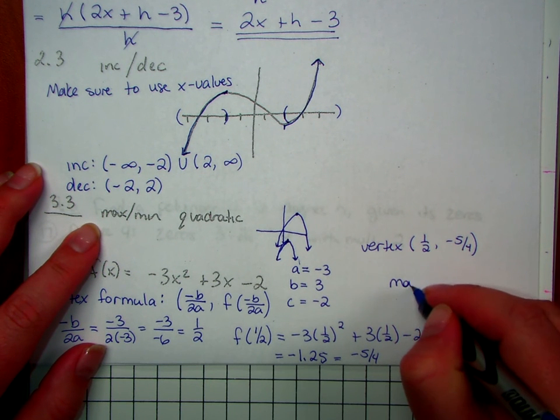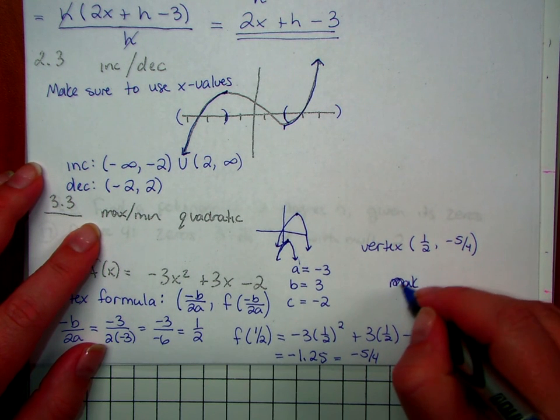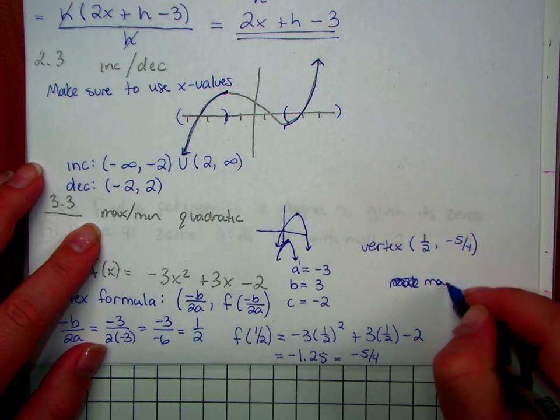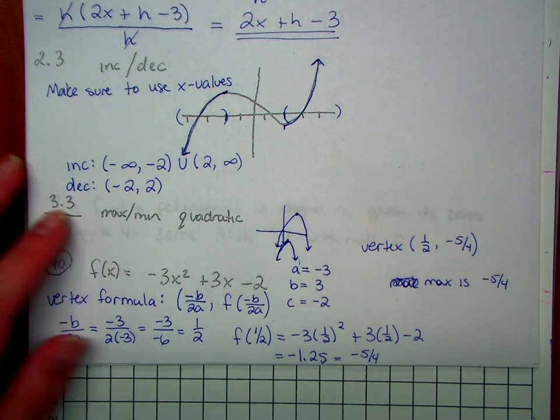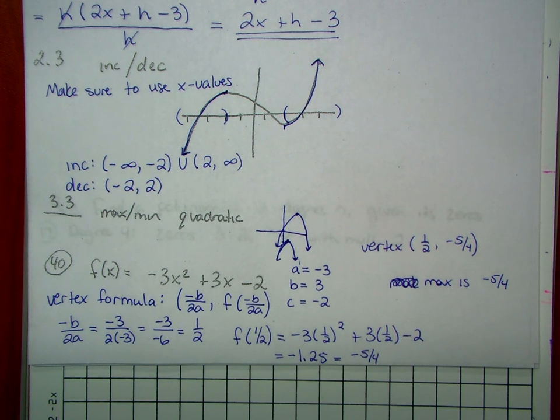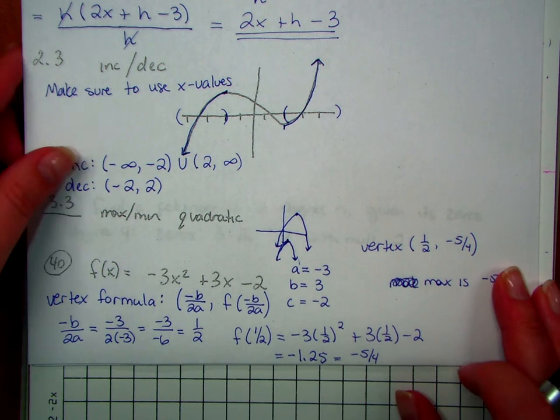Okay, so the max, not make, max is negative 5/4. Okay, so make sure you're answering that question with the y value only. Right? The x value is just where the max happens to occur.